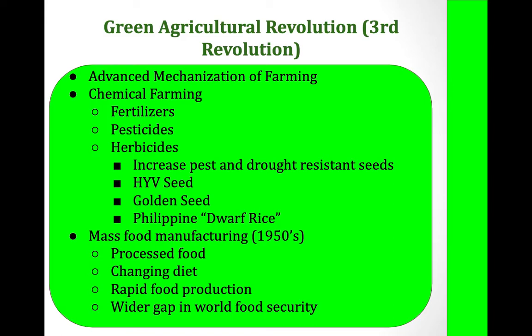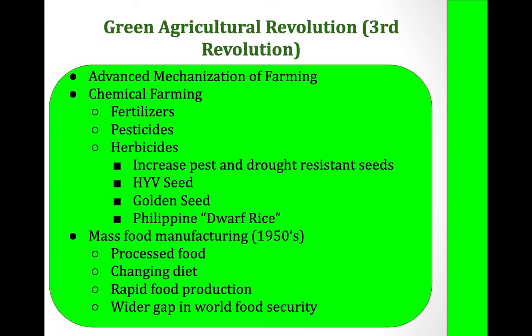we have the miracle wheat seed. And we see mass production of food in the 50s, so food processing will be a common way that people will eat their grains. They'll be processed into cereals or other boxed, non-perishable goods, changing of diet.